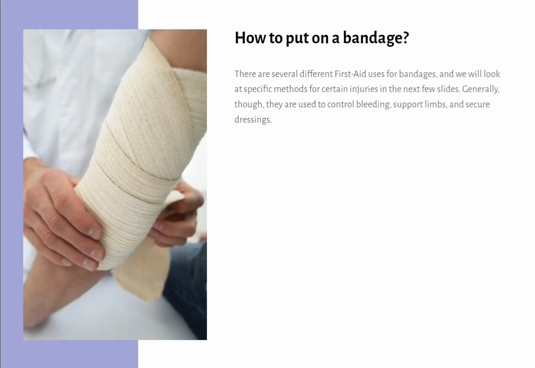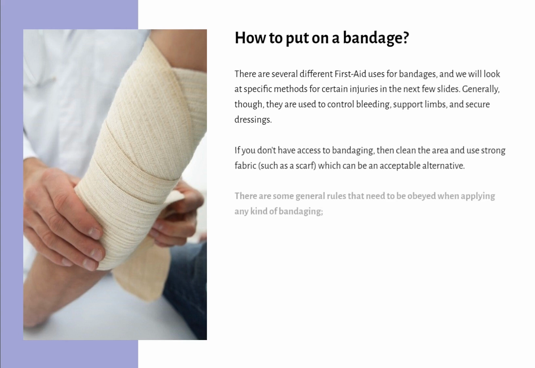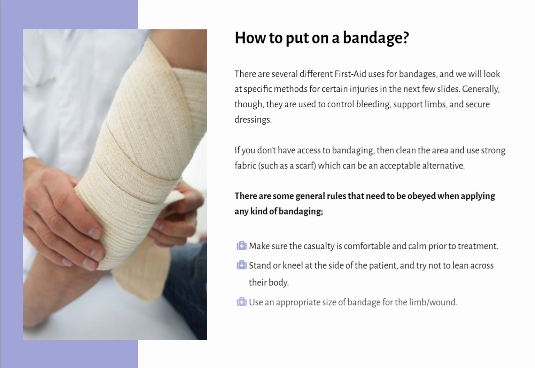How to put on a bandage. There are several different first aid uses for bandages, and we will look at specific methods for certain injuries in the next few slides. Generally, though, they are used to control bleeding, support limbs, and secure dressings. If you don't have access to bandaging, then clean the area and use a strong fabric such as a scarf, which can be an acceptable alternative.